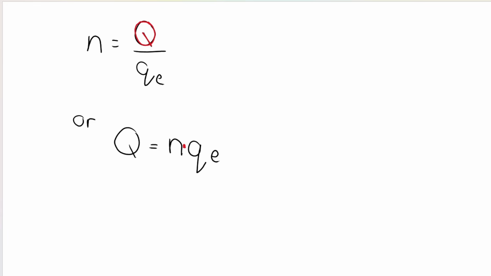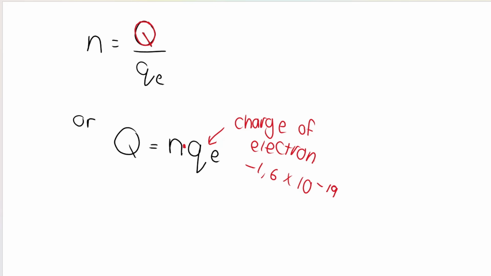Now, if you haven't seen my video on that or you don't know about it, QE is the charge of an electron. Okay, charge of an electron. And that is a set value, it's a constant. It's negative 1.6 times 10 to the negative 19. N is what we call number of electrons. Number of electrons. And that can only be an integer. So that is basically what the charge quantization says.